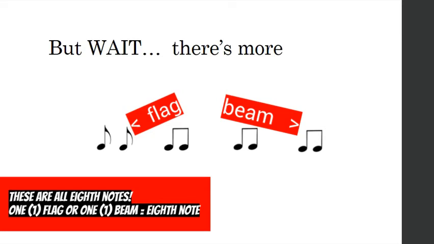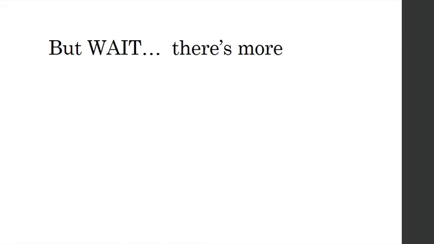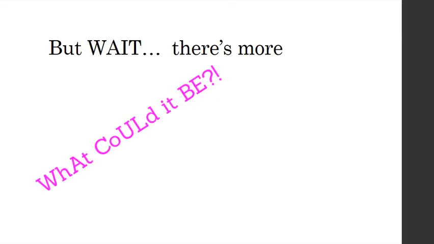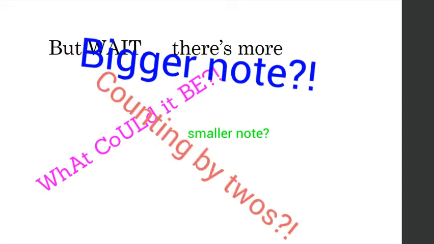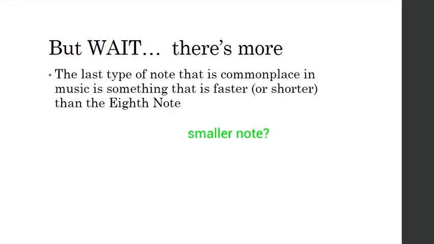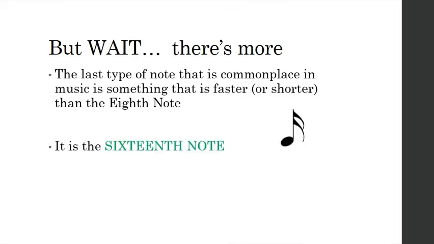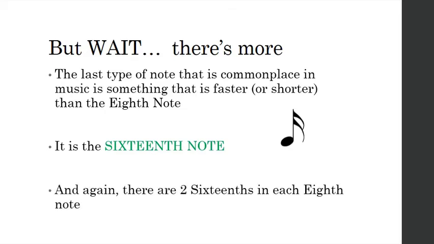But wait, there's one more thing. The last type of note that's commonplace in music, of course there's a lot more, but the one you see most often is a little bit faster, a little bit shorter than the eighth note. It is the 16th note. And just like we had a relationship between eighth notes and quarter notes, we have the same relationship between 16th notes and eighths, where there are 2 16ths in 1 eighth.